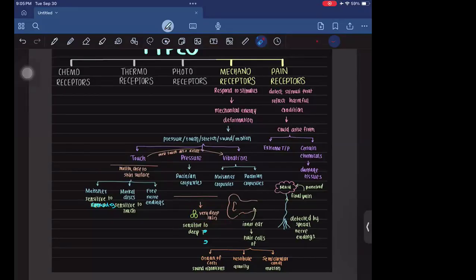And don't forget about the special structures present in the inner ear. And pain receptors, you don't really have special names for them, but remember they can arise from extreme temperature or pressure and certain chemicals which can damage the tissues. And there are special nerve endings present throughout your body to detect the pain, which they will ultimately send to your brain to interpret and perceive. Okay, so that is all about mechanoreceptors and pain receptors. Did you all understand? Is it clear, everyone?